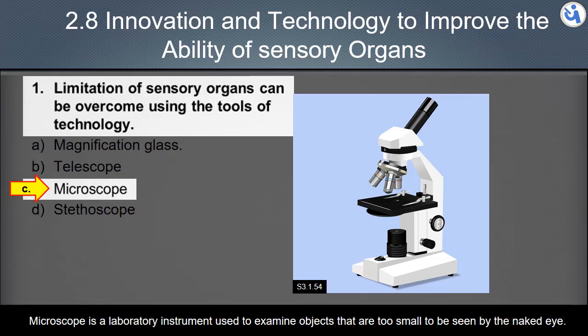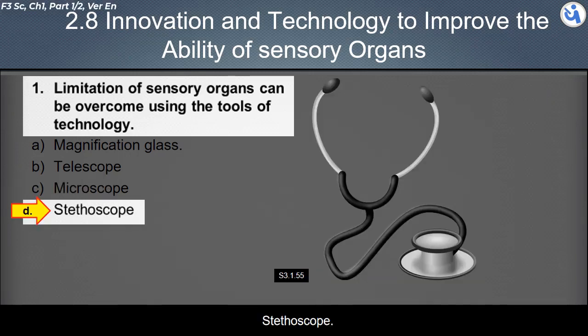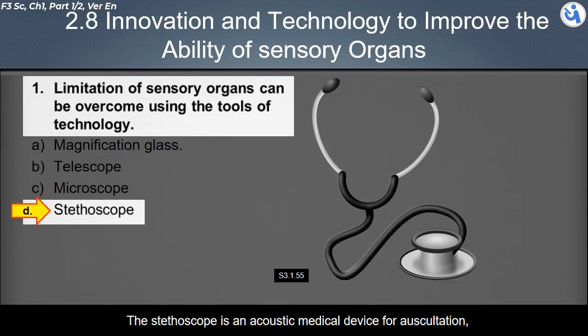Microscope. A microscope is a laboratory instrument used to examine objects that are too small to be seen by the naked eye. Stethoscope. The stethoscope is an acoustic medical device for auscultation, or listening to the internal sounds of an animal or human body.